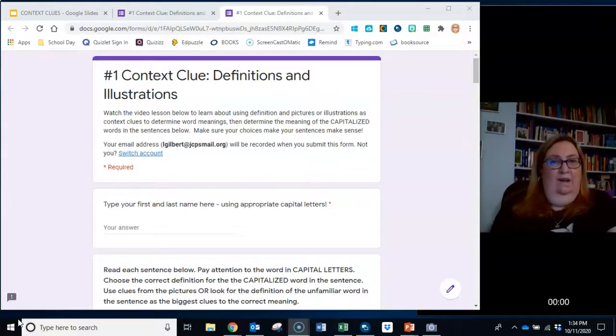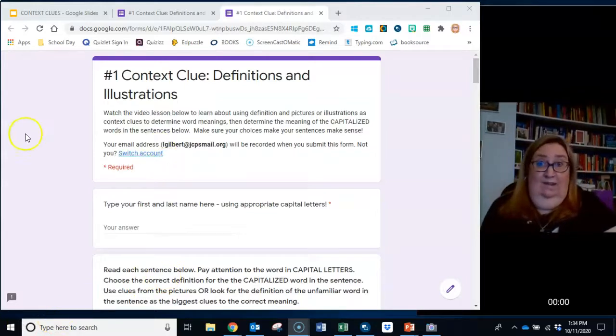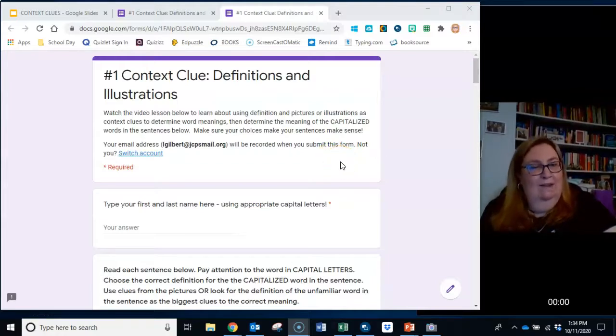So you've already opened up this assignment. That's how you got to today's video, but I want to read through it with you really carefully and really quickly. Context clue, this is the number 1 we're talking about, definitions and illustrations. It says watch the video lesson, that's what you're doing now, below to learn about using definitions and pictures or illustrations as context clues to determine word meanings. Then go determine the meaning of the capitalized words in the sentences below. Make sure your choice makes your sentences make sense. If you choose something that gives us a sentence that's nonsense, you're not right.